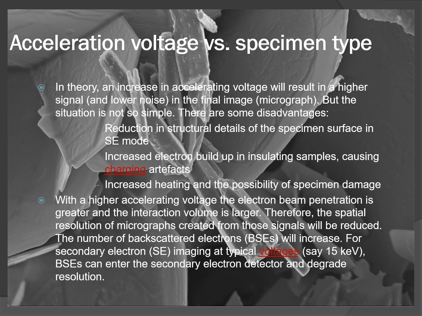With a higher accelerating voltage, the electron beam penetration is greater and the interaction volume is larger. Therefore, the spatial resolution of micrographs created from those signals will be reduced. The number of backscattered electrons will increase. For secondary electron imaging at typical voltages, say about 15 keV, backscatters can enter the secondary electron detector and degrade resolution.